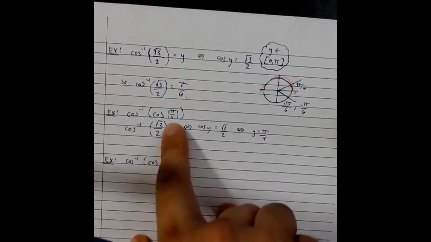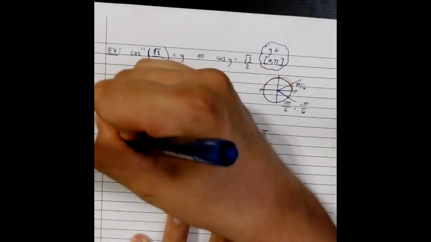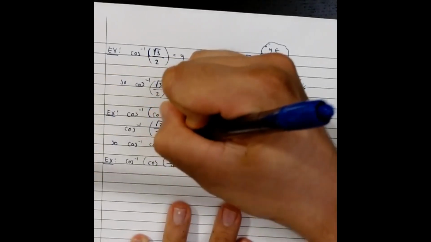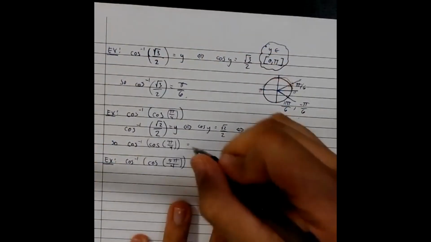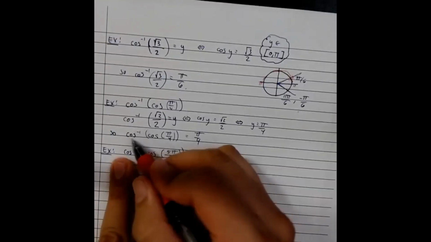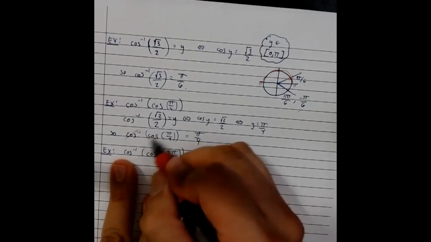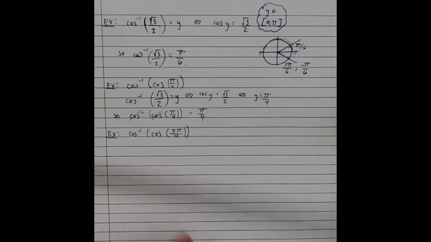So that means that in the end, that's my answer. I have that the cosine inverse of the cosine of pi over 4 is equal to pi over 4. So in this case, yeah, that's exactly what happened. The cosine inverse of the cosine sort of just went away, and I'm just left with pi over 4. Okay? But now look at the other example.